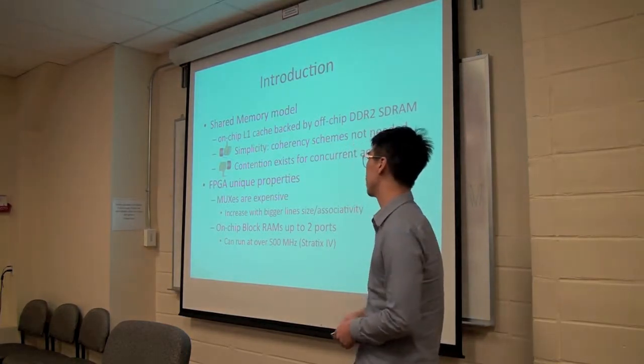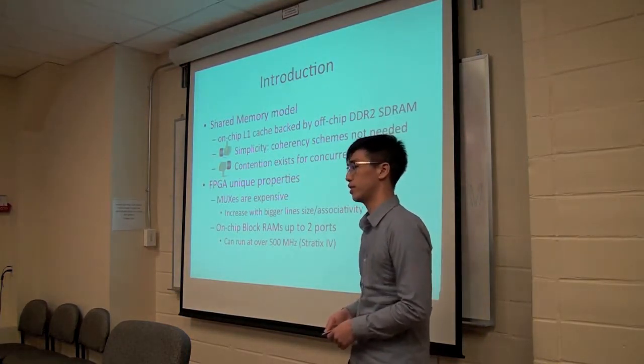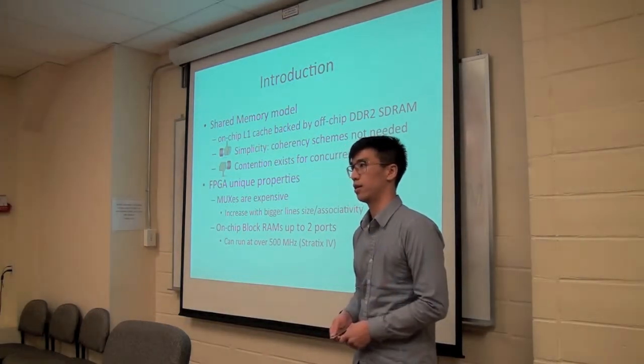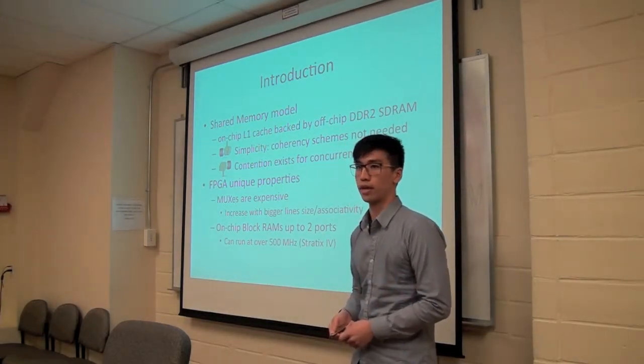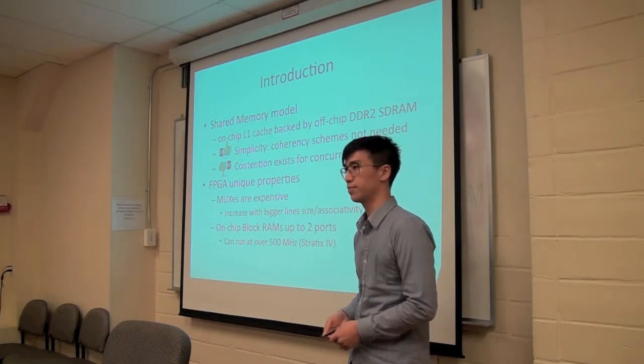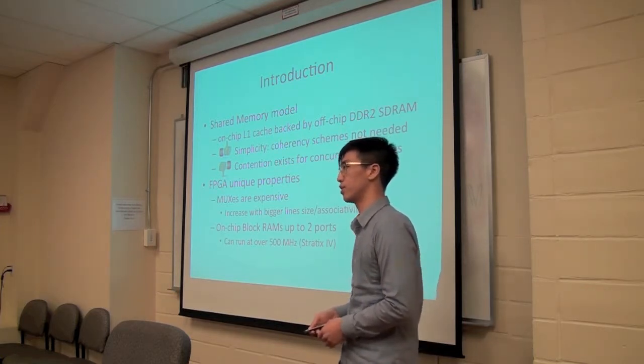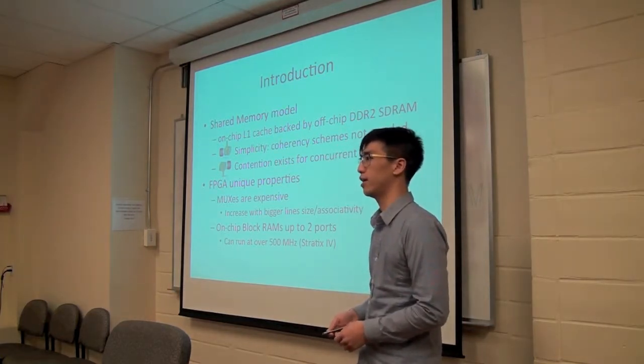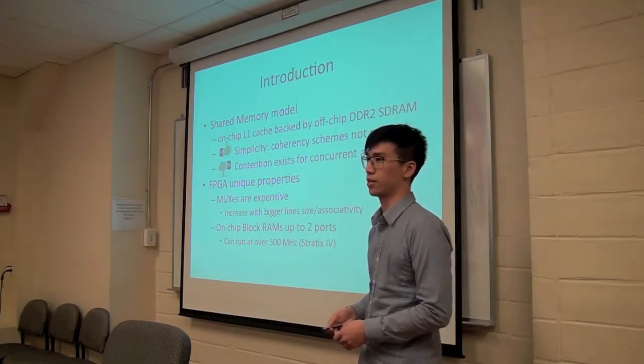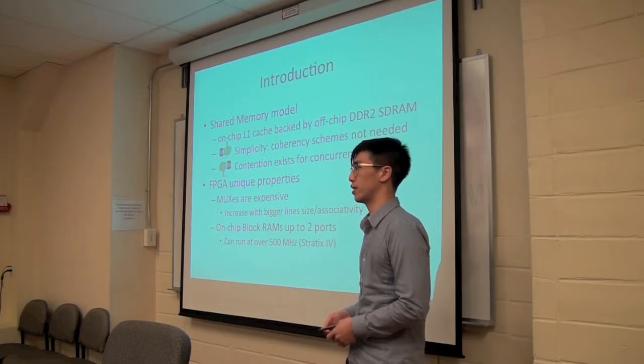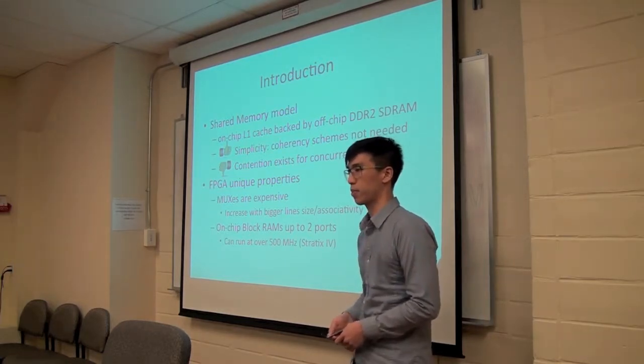In implementing caches, there are properties which are unique to FPGAs. Muxes take up a lot of area, which can impact Fmax significantly. And in caches, muxes are used to select a word from a cache line. So with bigger cache lines, mux sizes will also increase. They're also used in set-associative caches to select between the different sets.